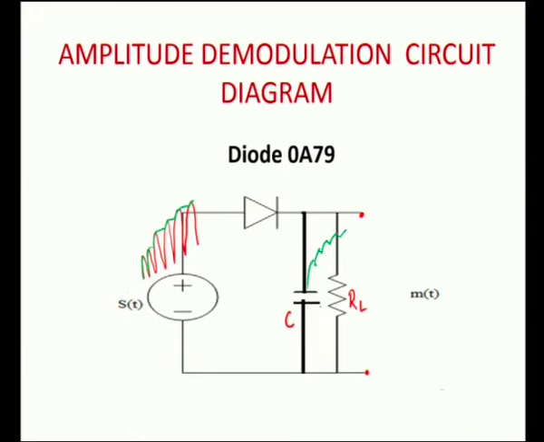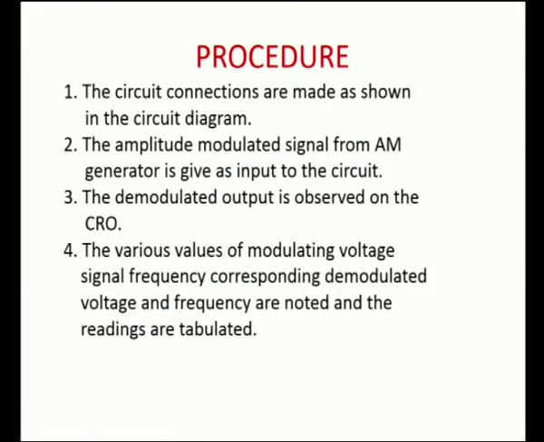You can remove the small ripples here by carefully choosing the RL value and the time constant RC. So, this is the operation of your diode demodulator. Next, we go in for the procedure. Circuit connections are made as shown in the circuit diagram.